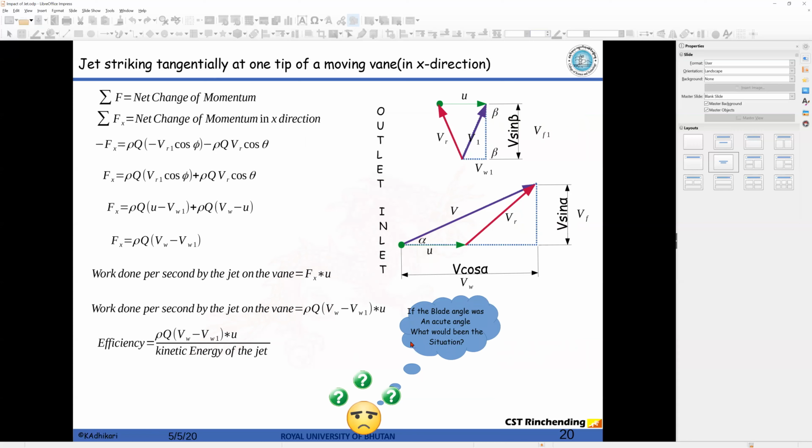One more thing we need to understand here is, if the blade angle was an acute angle, what would be the situation? What I mean is, what would have happened to our formulas if this beta was an acute angle? Okay, there is nothing much that will change. Only thing is Vr1 cos phi. Here it is U minus Vw1, but if it was an acute angle, it would be U plus Vw1. Okay, that is what you need to understand. That's it.